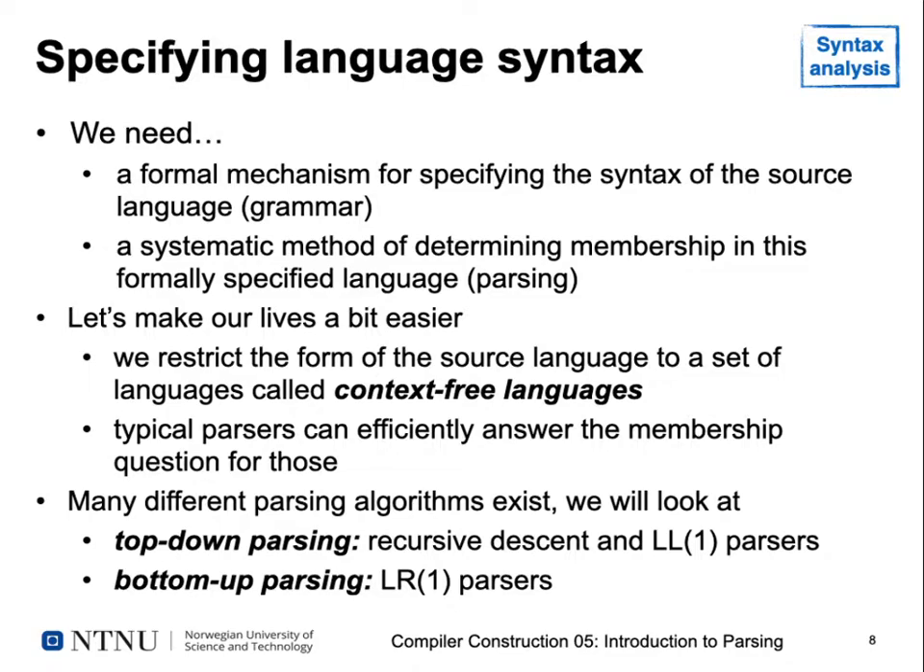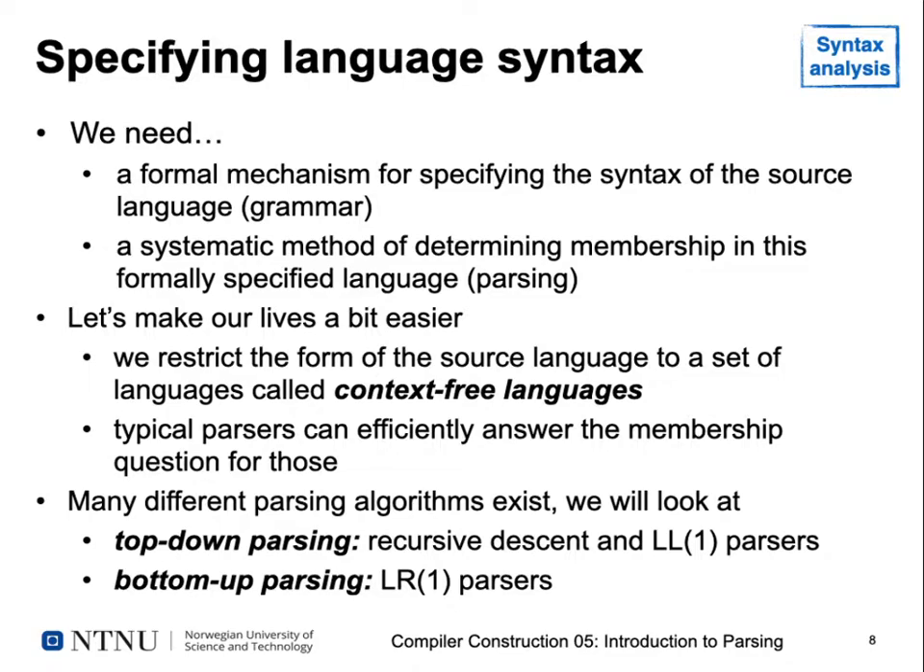So how do we specify the language syntax? We need some sort of formal mechanism, because a computer needs to be able to understand it. This formal mechanism is used to specify the syntax of our source language, so it is the grammar of our source language. And then we need a systematic way to determine if some string or character sequence we input, or some token sequence, is a member of this formally specified language.